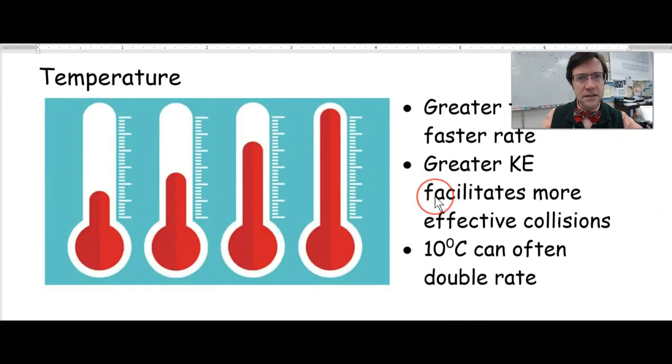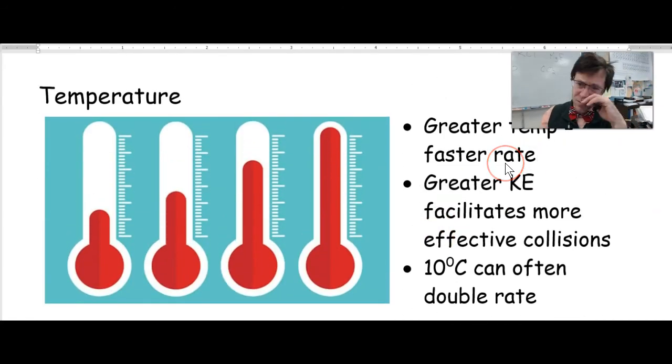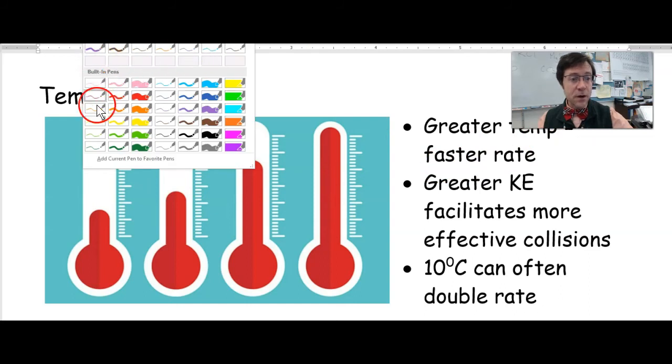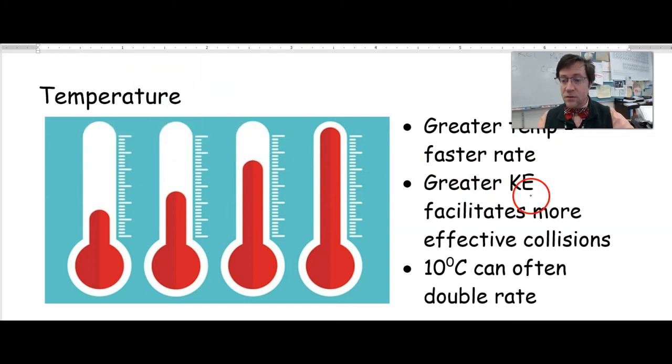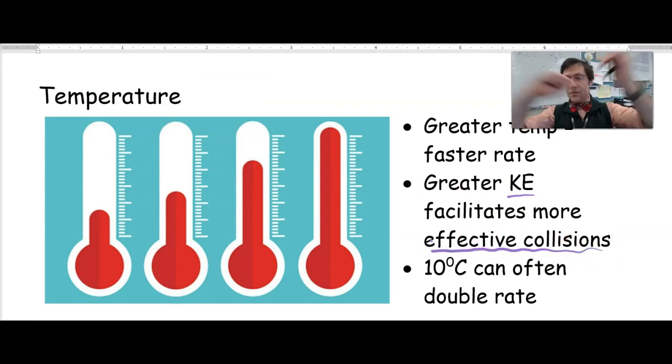What's next? Let's see. Oh, temperature. Well, we all know this one too. The greater the temperature, the faster it's going to be, because you're giving the particles more kinetic energy, right? So the greater the temperature equals a faster rate, because the greater the kinetic energy, you have more effective collisions, right? Because they're moving around faster, so they have more energy, so when they collide, they're more likely to have more kinetic energy available to break those bonds and create that activated complex, right?